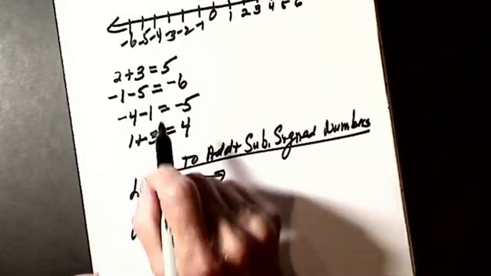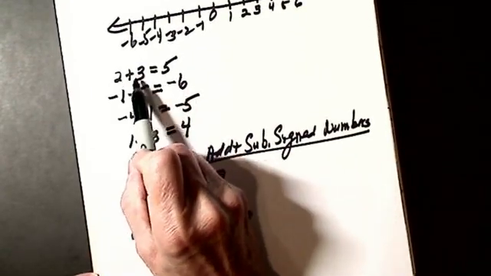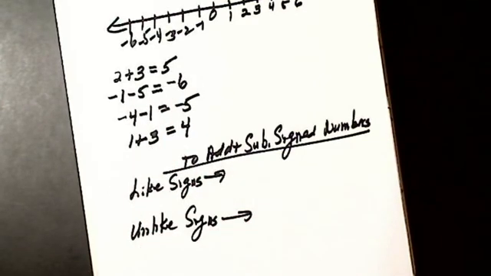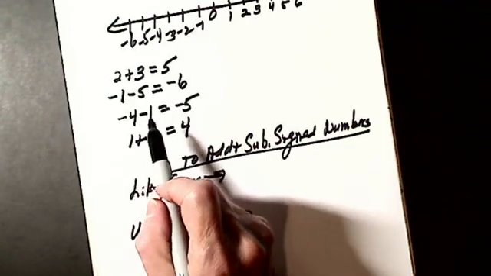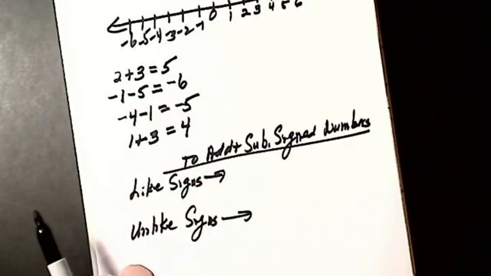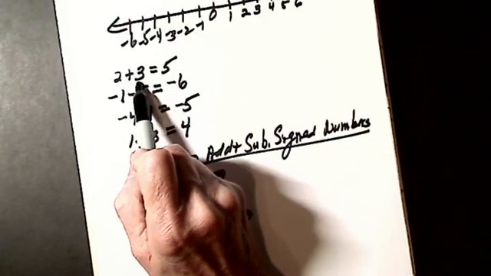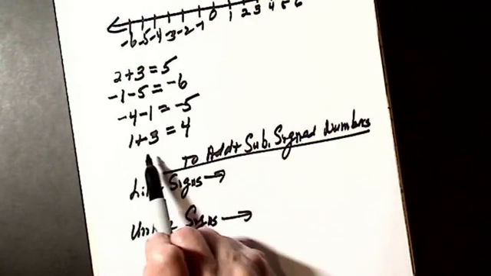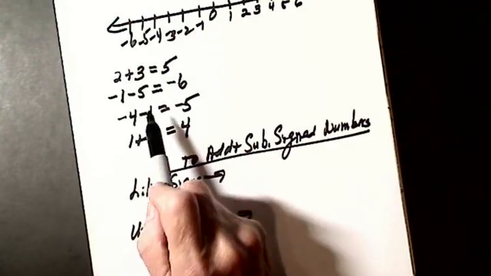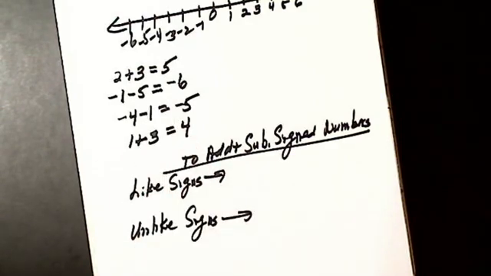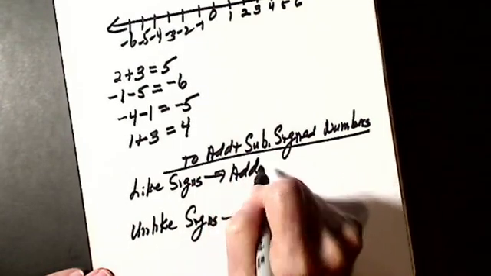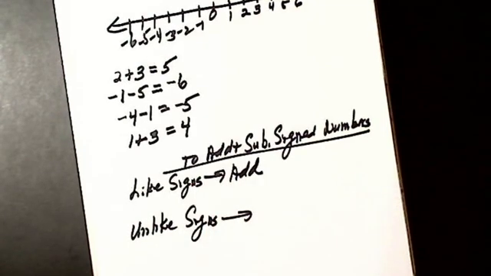If the signs are alike, which they are, here I got two pluses, here I had two minuses, here I had two minuses, here I got two pluses. So I got to come up with a rule. If I have like signs, 2 and 3 I get a 5, 1 and 5 I get a 6, 4 and 1 I get a 5, 3 and 1 I get a 4. So I got to look and see what did I do to the numbers. It looked like I added my digits. So if I have like signs, I add, then I got to worry about the sign.